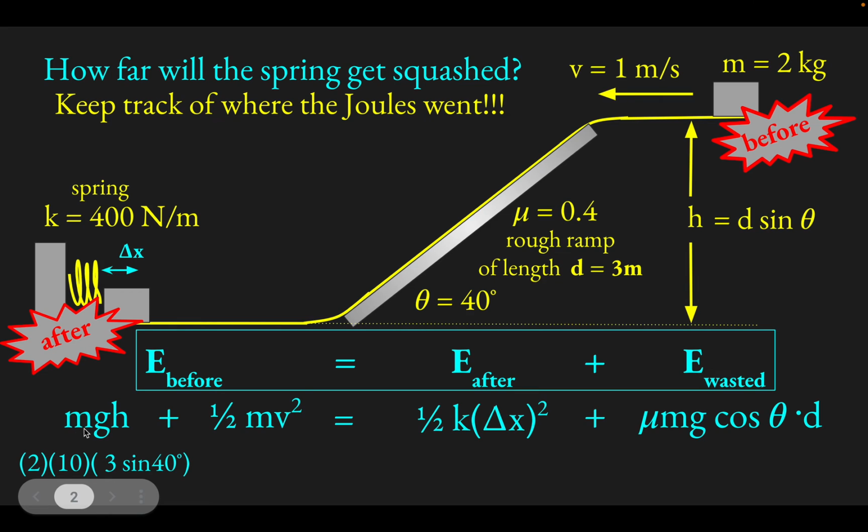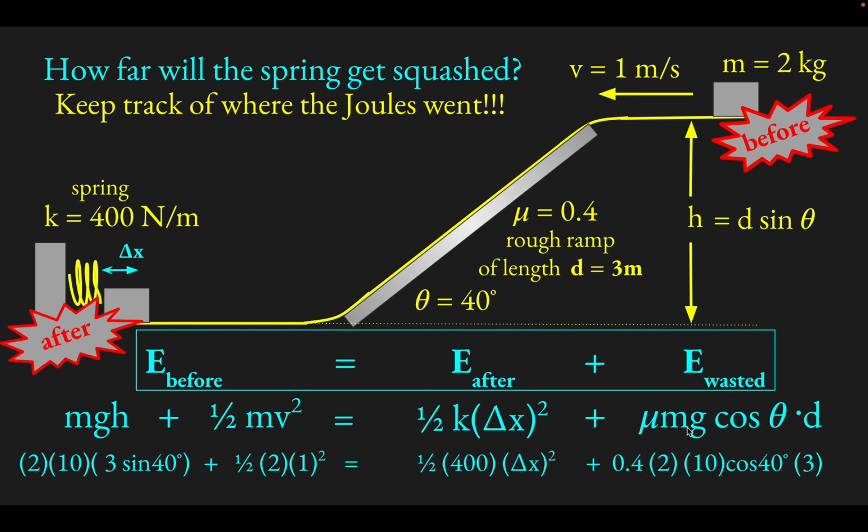So we'd have m being 2 times g being 10 or 9.8, depending on what your teacher wants you to use. And h is going to be, well, 3 times the sine of this 40-degree angle, since our ramp is 3 meters long. Plus 1/2 mass, being 2, times the velocity of 1 squared, equals 1/2 times the spring constant k times the squash distance squared, and that's what we're solving for, plus mu times the mass times g times cosine of the 40-degree angle times the distance d. And when you solve this, you learn that that spring gets squashed 32.5 centimeters, or 0.325 meters.